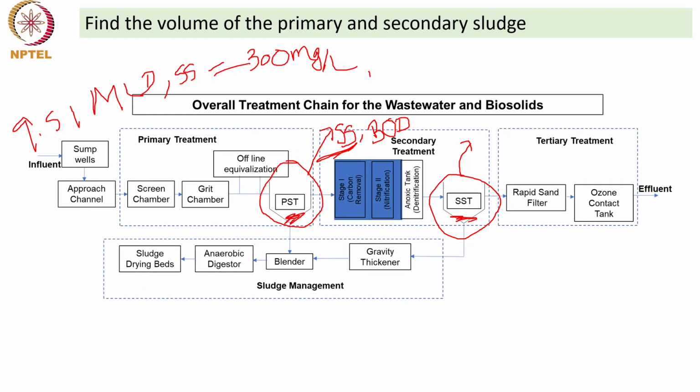Yes, ma'am. See here. Flow is given. Influent suspended solids is given. Percentage removal of suspended solids is given. So what will be the amount of suspended solids produced from PST? Can you tell me?